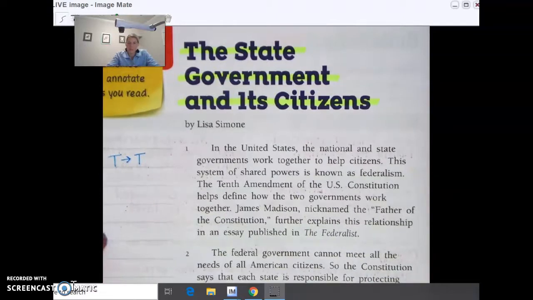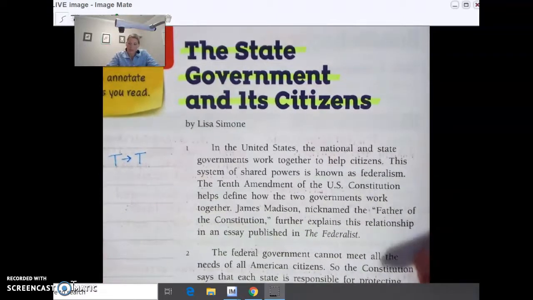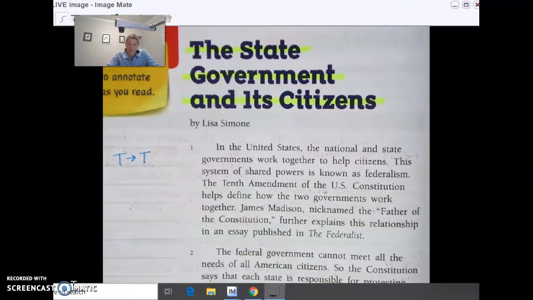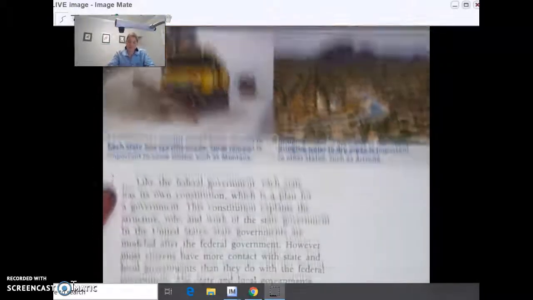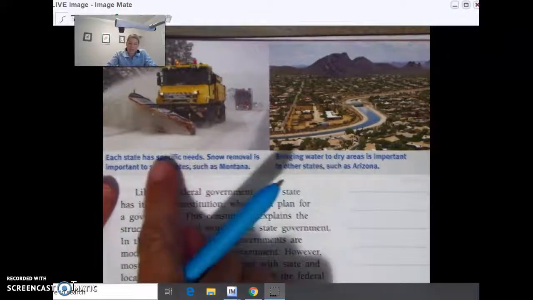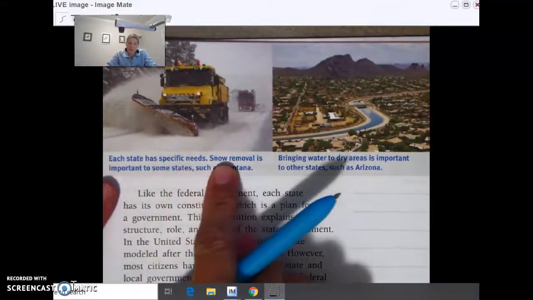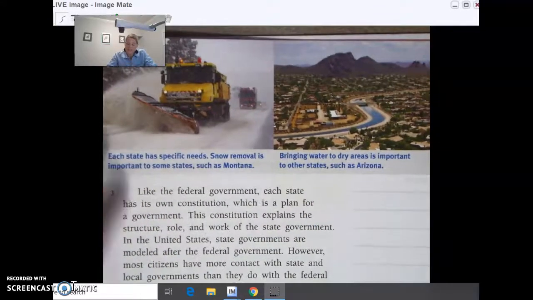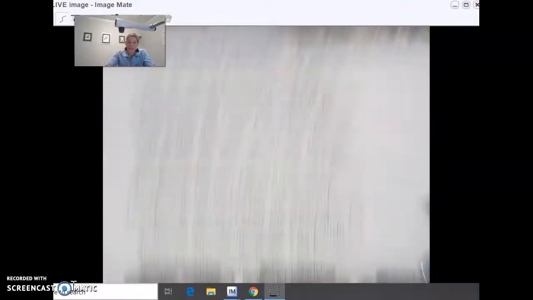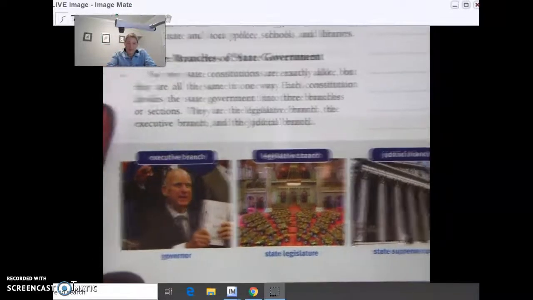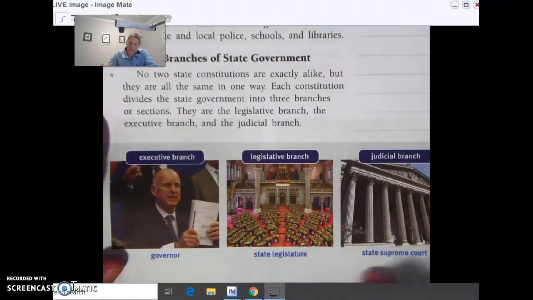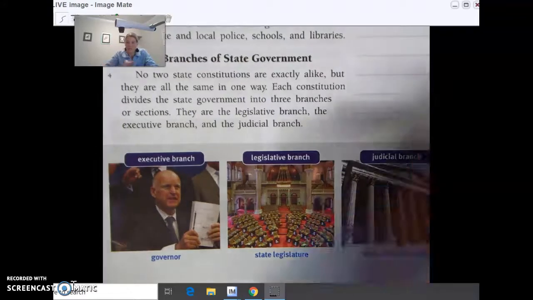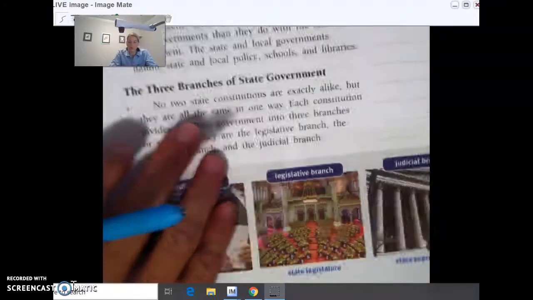Before I start reading, I'm going to do a quick look. I don't have to look far because we already know from the title probably what the genre is, but I'm going to flip my book and notice some of the text features. I've got some real photos that talk about the states' needs, how different states have different needs. And I have photos at the bottom where I see the words governor, state legislature, state Supreme Court. I'm not going to look any further than that today.